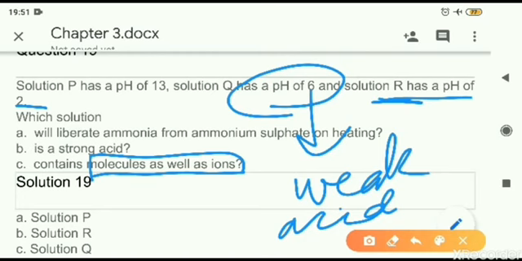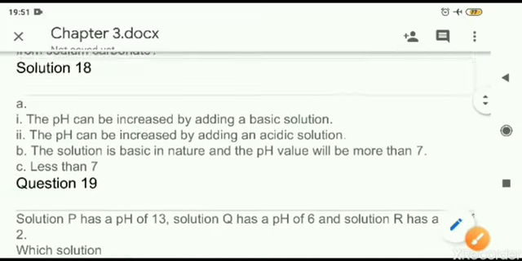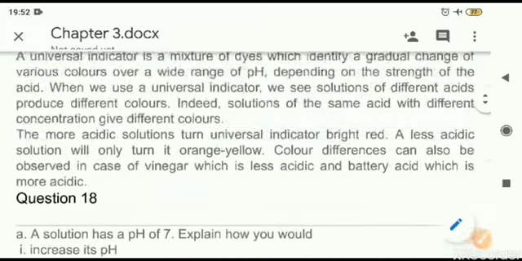So all these answers we have done. Question number 20 is for you to solve. Try it out and try to find the answers. So all these answers of exercise 3A we have discussed here.